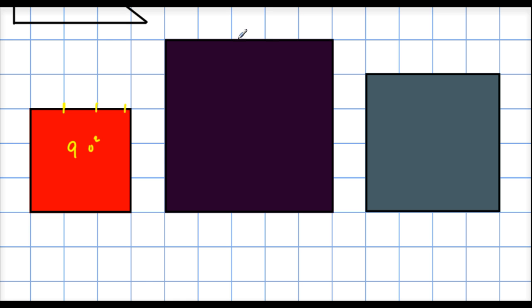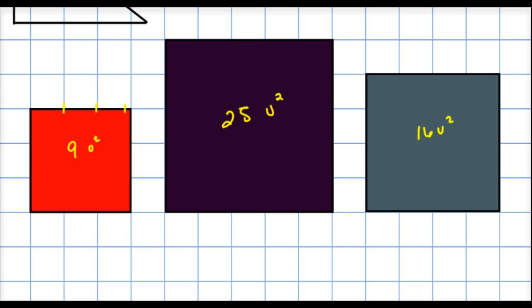This here is 1, 2, 3, 4, 5 units long, so what would my area be here? 25 units squared. And then this one's 4 units long, so this would be 16 units squared. Alright, so let's see how this goes.